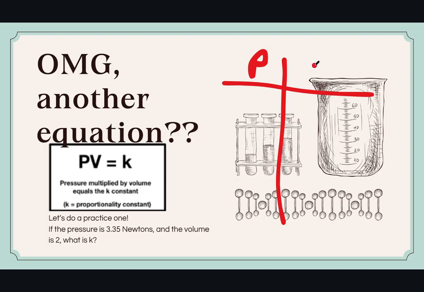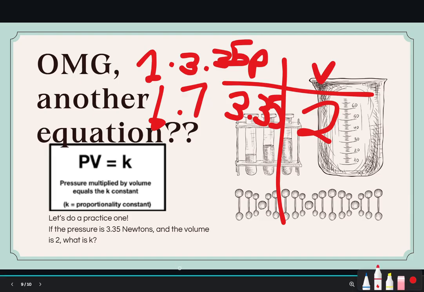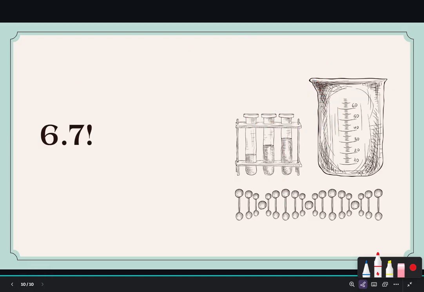So here's our pressure table and here's our volume table. Our pressure is 3.35. Sorry, I can't write this. And our volume is 2. So this is actually really easy. 2 times 3.35 is equal to 6.7. And that's our equation, and that would be the answer. So let's check if our answer was right.